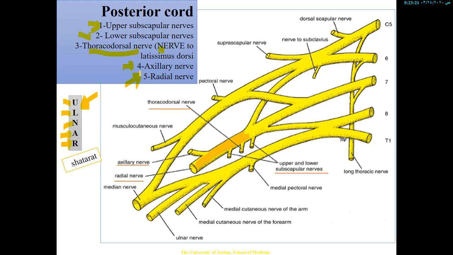Now, for me, you need to memorize all what we discussed, but you have to highlight from the lateral cord, this is the terminal branch, musculocutaneous nerve. From the medial cord, it is ulnar nerve. So we have until now two nerves. From the lateral and medial cords, we have this nerve, median nerve. So we have three branches coming from the anterior divisions.